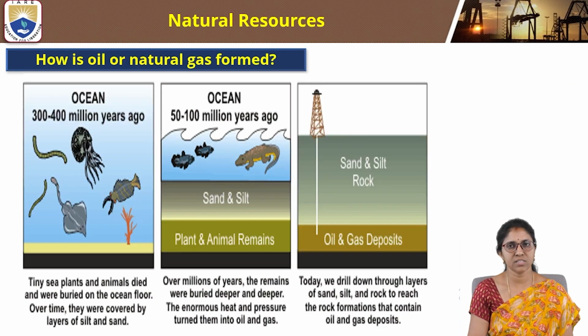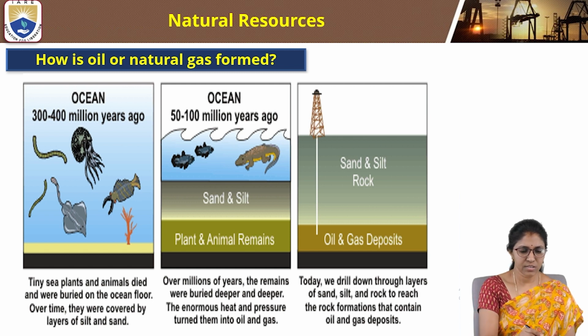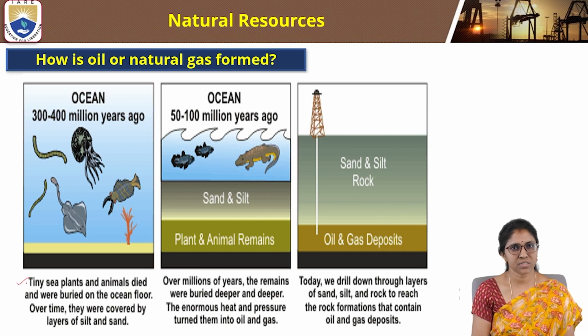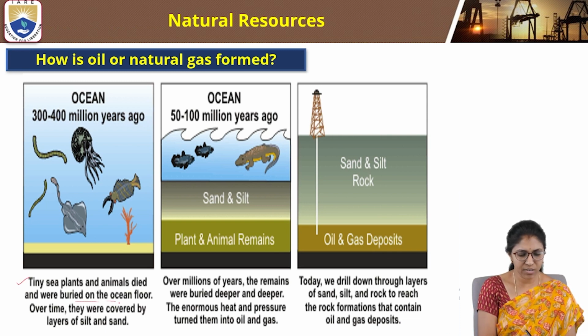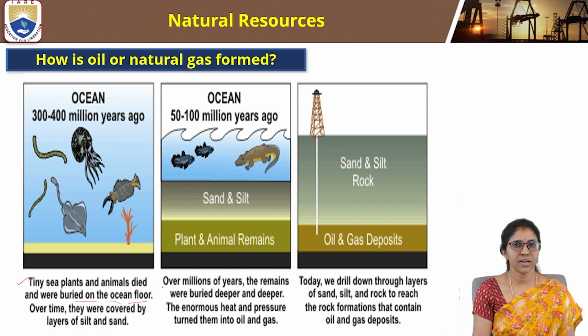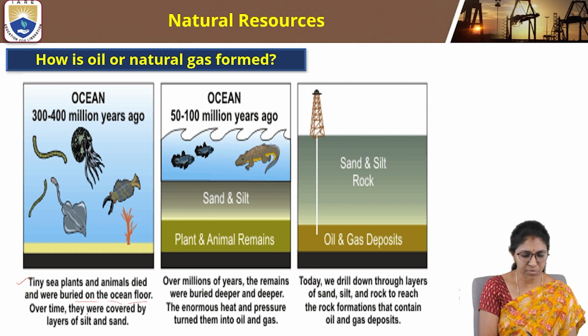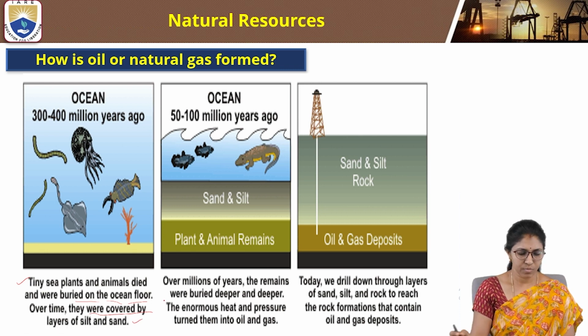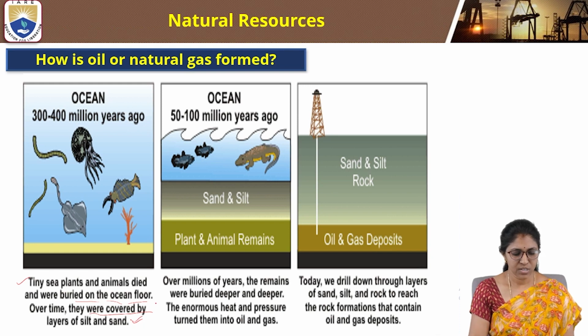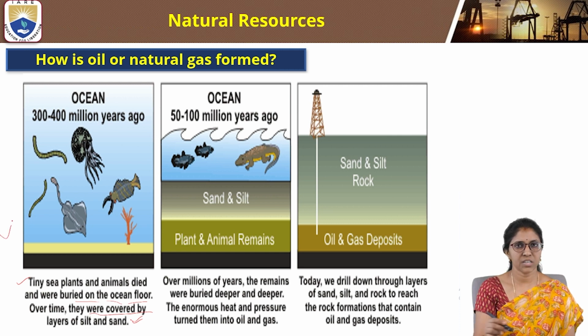How are oil and natural gas formed? Around 300 or 400 million years ago, tiny sea plants and animals died and were buried on the ocean floor. Over time they were covered by layers of silt and sand, and over millions of years the remains were buried deeper and deeper, forming natural gas.